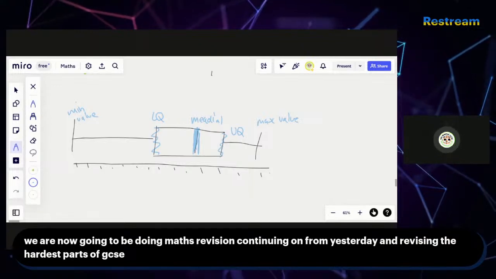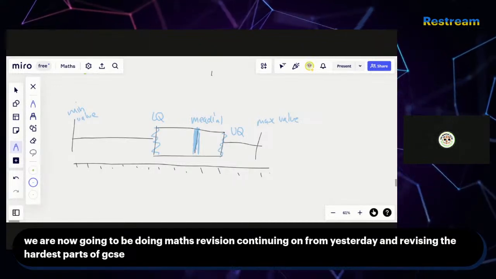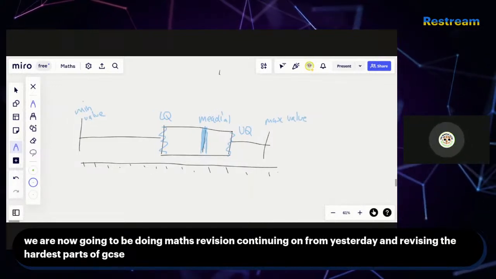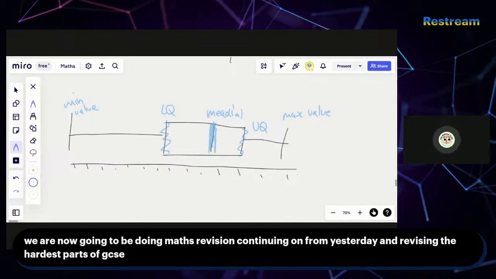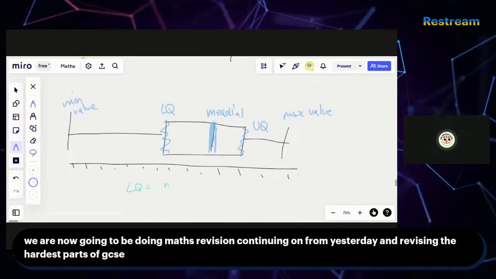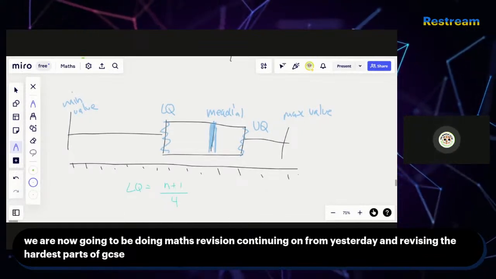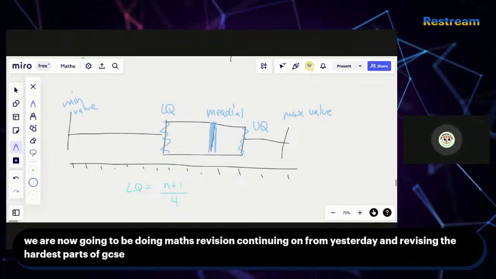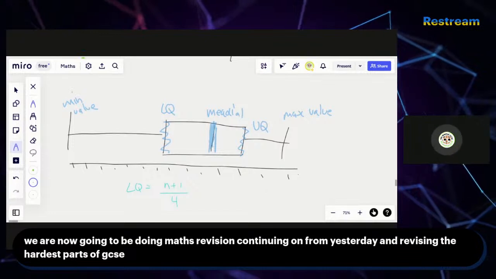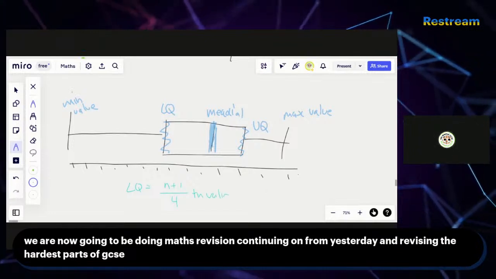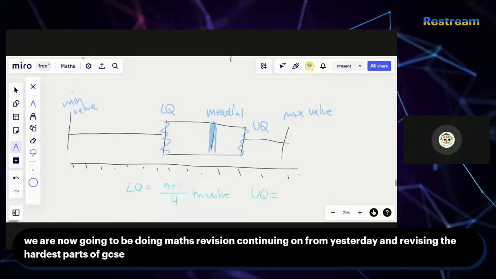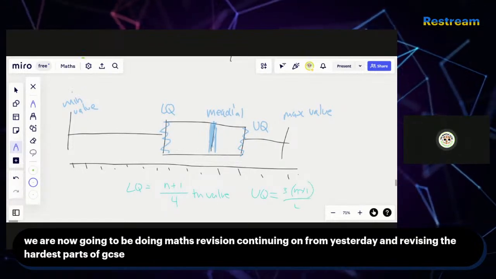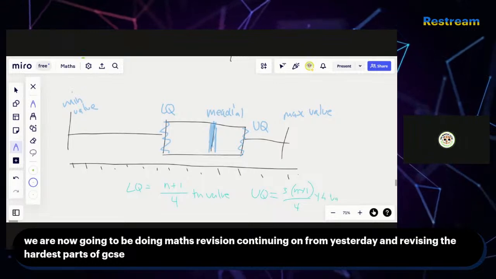Now, in order to find the lower quartile, you would just do n plus 1 over 4, n being how many values there are, and then you count that many values in, and it's that value. The upper quartile is then 3 times n plus 1 over 4, and that is that value.